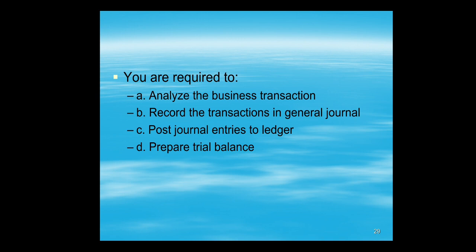So the accounting record, when you are asked to make accounting record for a business, you have to follow the accounting cycle. So first step is to do the analysis and then record the transaction in general journal, and then post the journal entries into ledger, and prepare a trial balance. So this question asks you to do the first 4 steps in the accounting cycle.